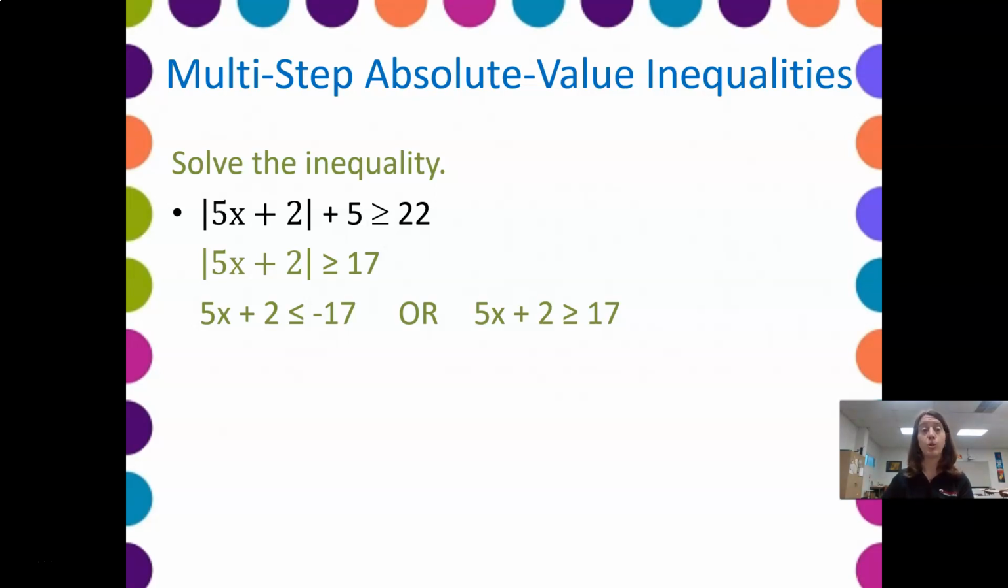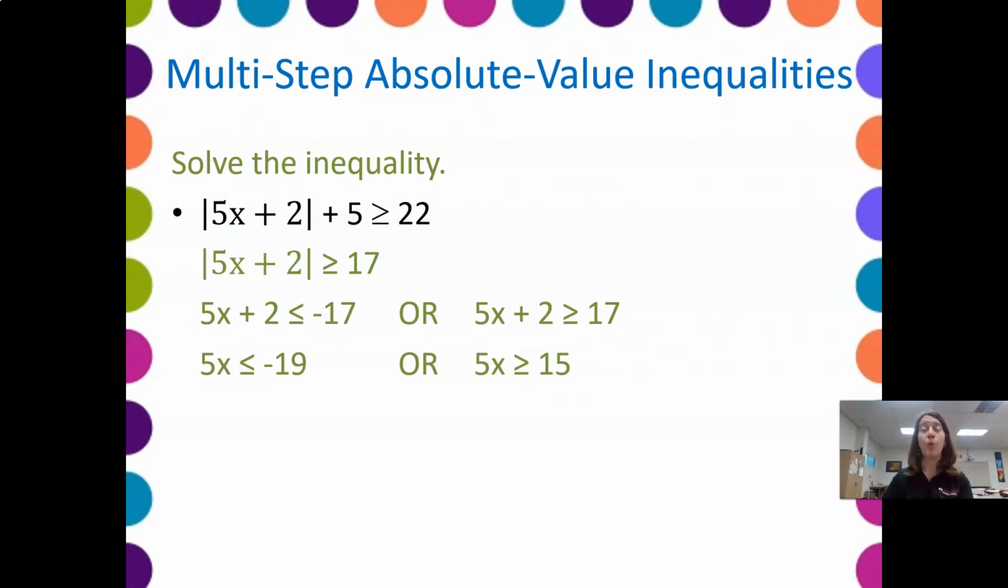Step number 1, subtract 2. So on the first problem, -17 minus 2 is -19. So 5x is less than or equal to -19. Or on the second inequality, if I subtract 2, 17 minus 2 was 15. So 5x is greater than or equal to 15. What's your last step to get x all by itself? That's right, we're going to divide by 5.